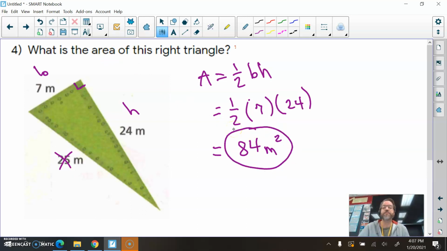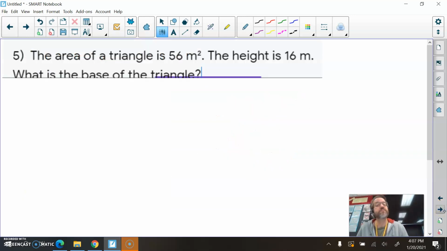All right. Next problem, we have the area of a triangle. Ooh, my problem got cut off here a little bit when I was copying it. Oh well. The area of a triangle is 56 square meters. The height is 16 meters. What is the base of this triangle? Oh boy. So we're working with area of triangles here.